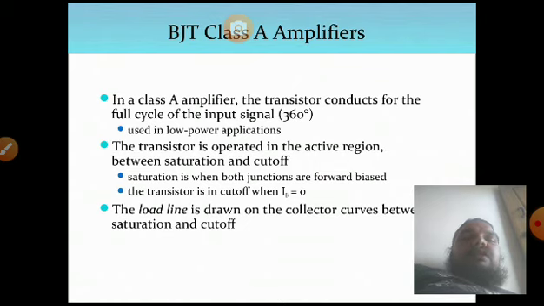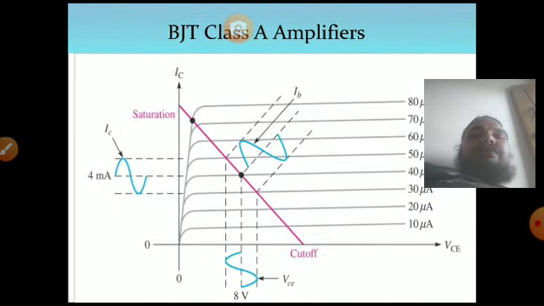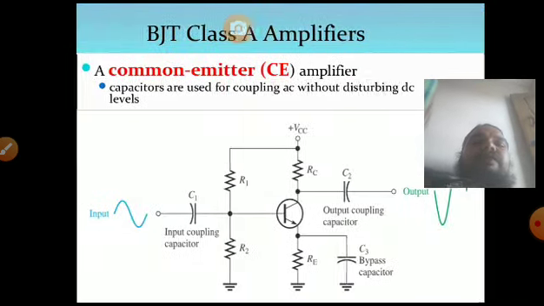The transistor is in cutoff when IB is equal to 0. The load line is drawn on the collector curve between saturation and cutoff. This is the basic diagram of the BJT class A amplifier. Three configurations of the class A amplifier: common emitter amplifier, common collector amplifier, common base amplifier.